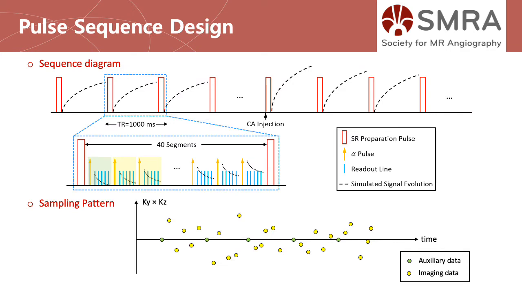MT-DICE employs a 3D Cartesian acquisition with non-selective saturation recovery preparation followed by multi-echo FLASH readouts. Auxiliary data is interleaved with the imaging data every fourth readout and is collected at k-space center. Phase and partition encoding for the imaging data are randomized with a variable density Gaussian sampling pattern with the highest sampling density in the center of k-space.